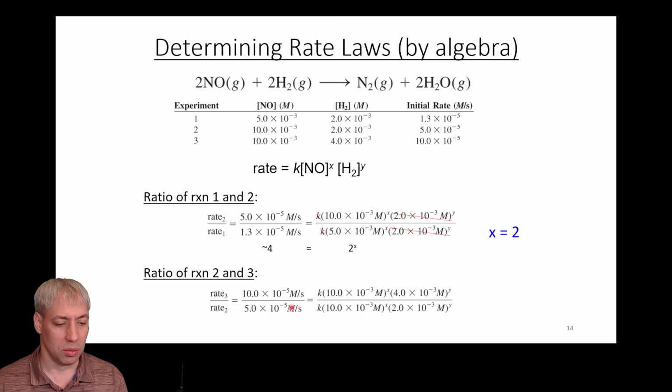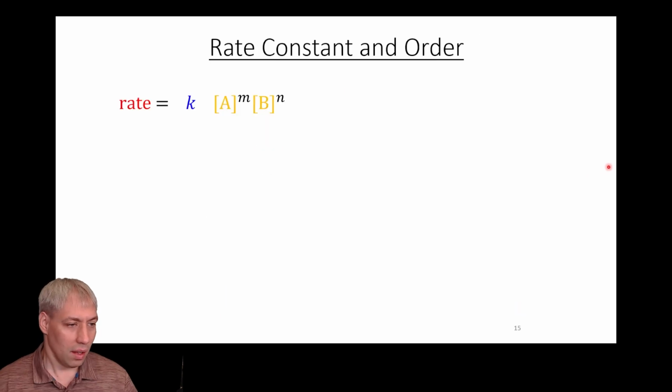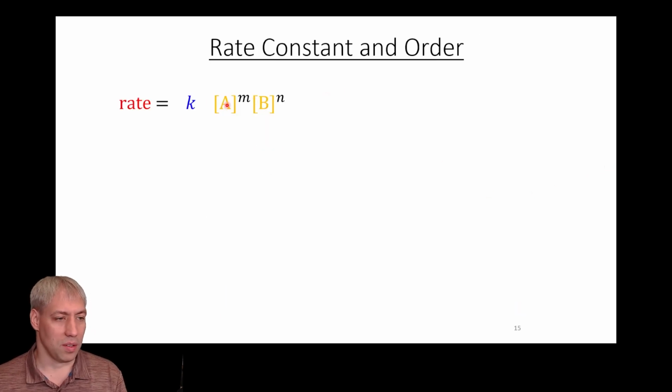Or you can set up the algebra and say, okay, we kept this constant, that cancels out, k cancels out, and we have this ratio to the y. Do your math: 2 equals 2 to the y, so y is equal to 1. This is the more formalized way to do it. And if these exponents end up being like 0.5 or 1.5 or -1, this is how you have to do that math. It's really hard to do by inspection alone, but if the numbers are nice and round, you can do the inspection process.